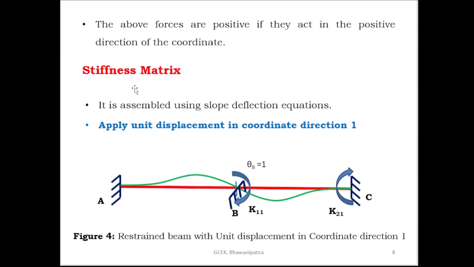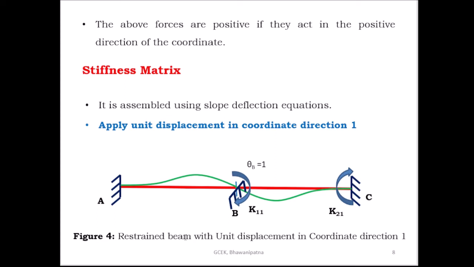Here determine the stiffness matrix by giving unit displacement in the restrained structure in each of the coordinate directions and find the forces developed in all the coordinate directions. And it is assembled using the slope deflection equations. So, apply unit displacement in coordinate direction 1 first, end A is fixed, end C is fixed, and apply unit displacement in coordinate direction 1.